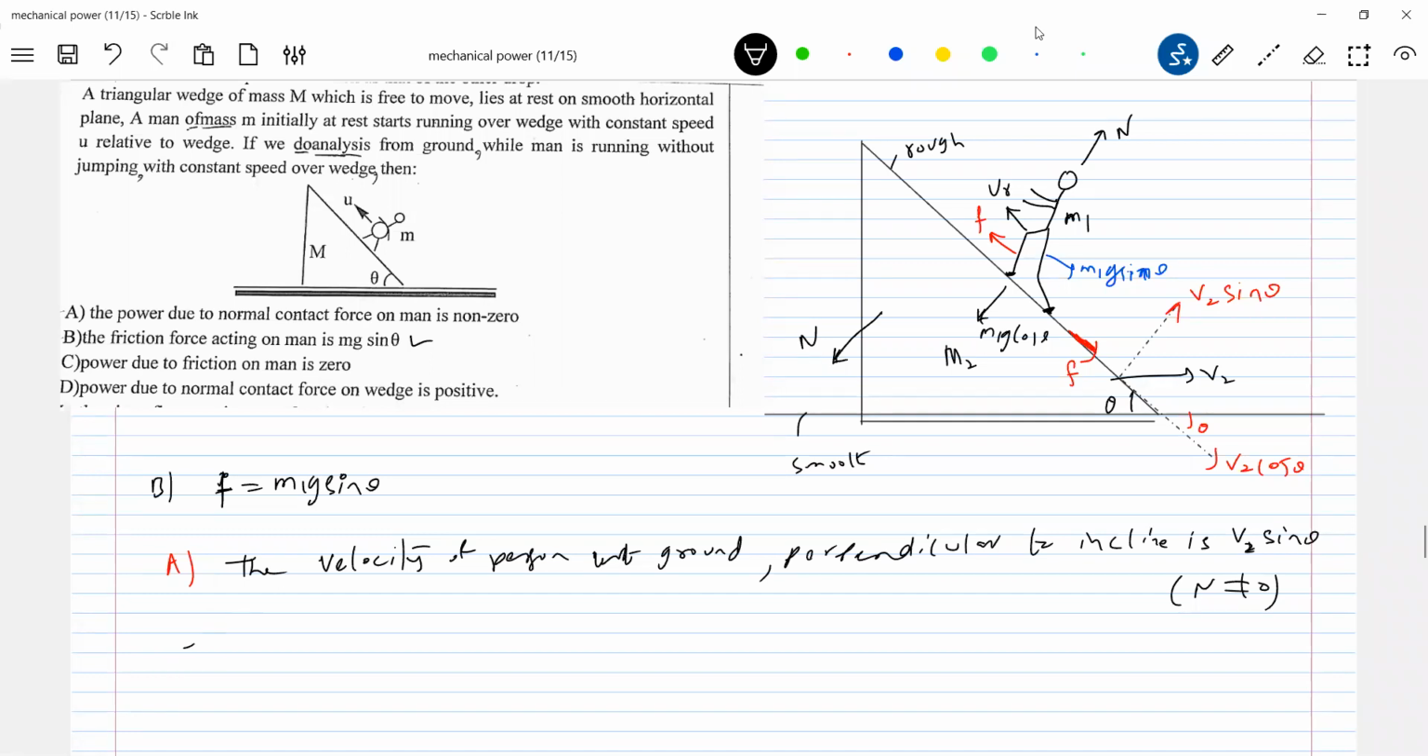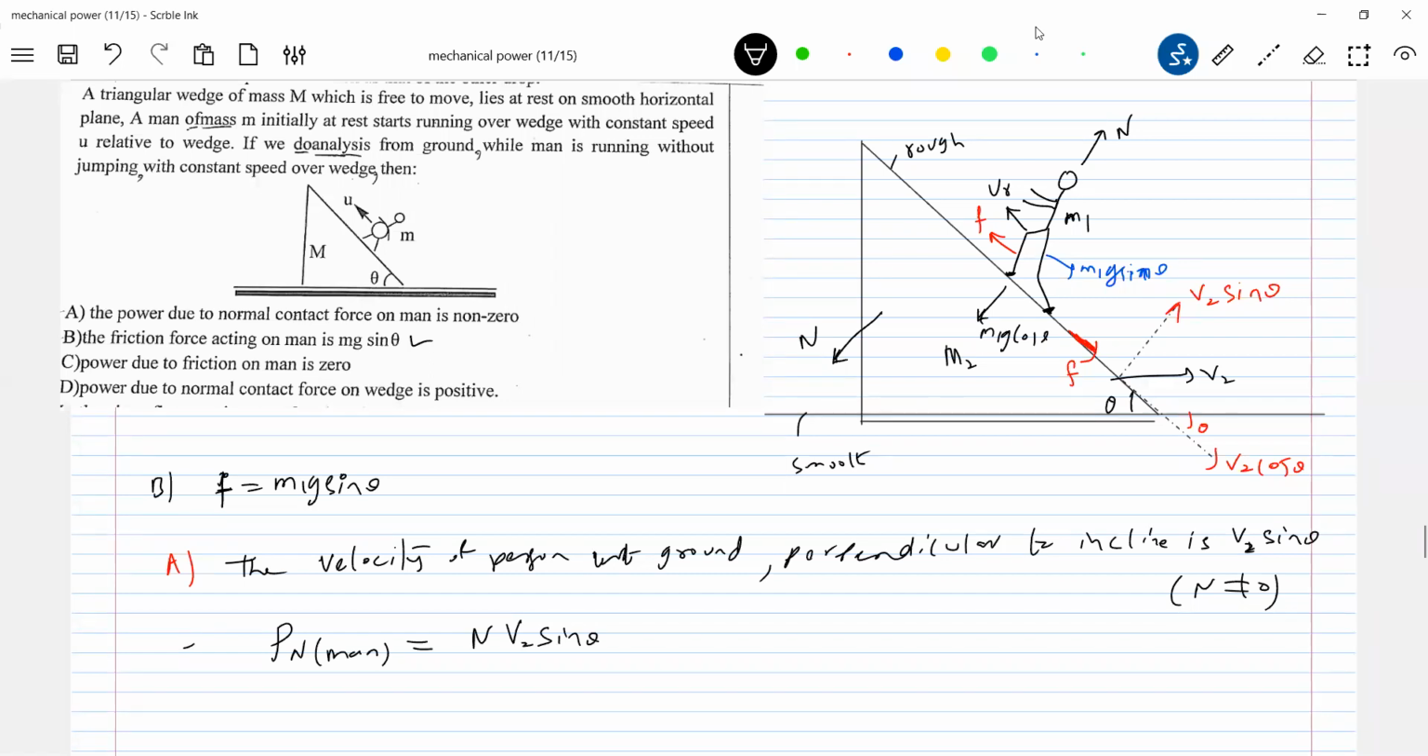I think option A, we are in option A. Power due to normal contact on the man. This should be equal to how much? N into V2 sine theta. Okay, so in fact it will be non-zero. You check it.